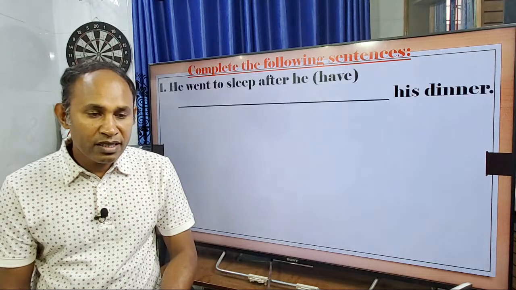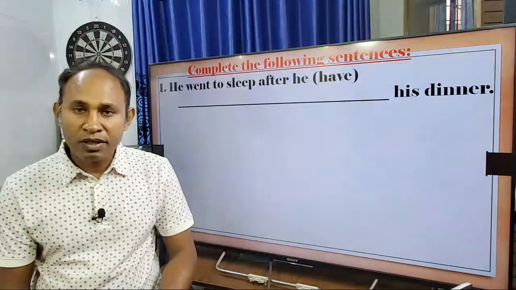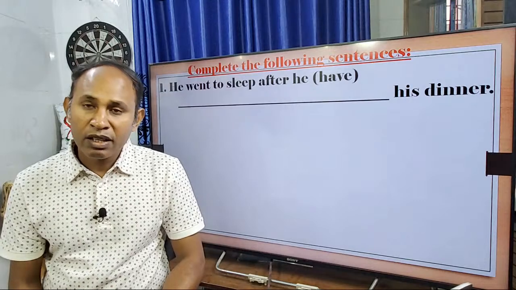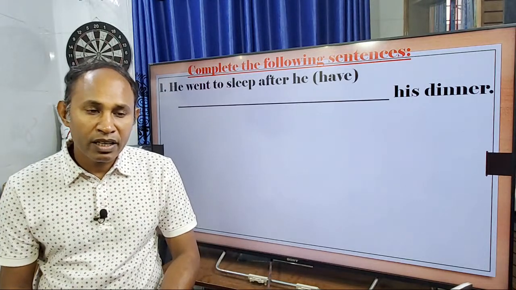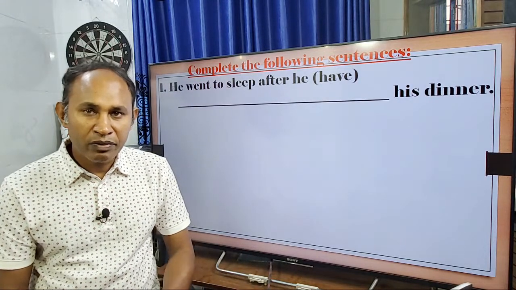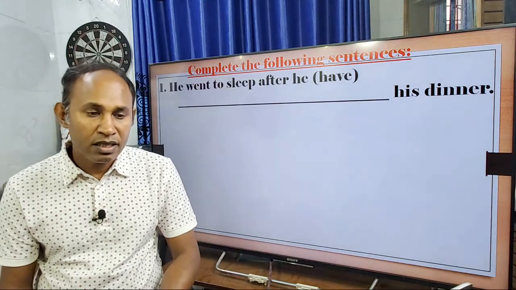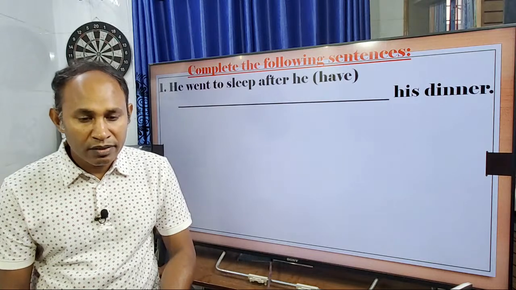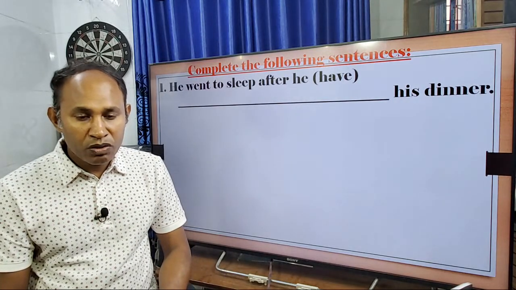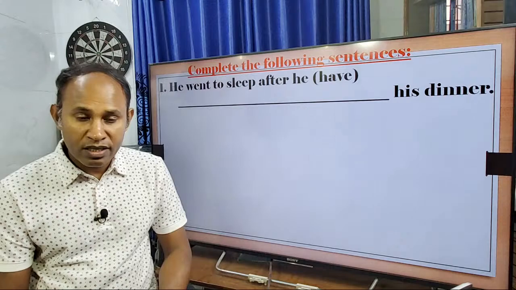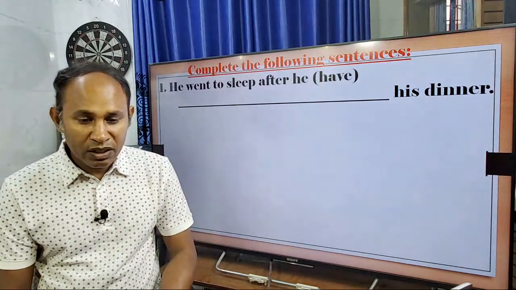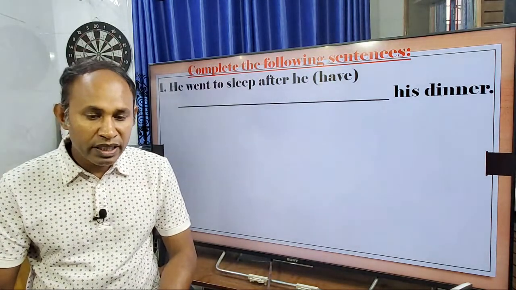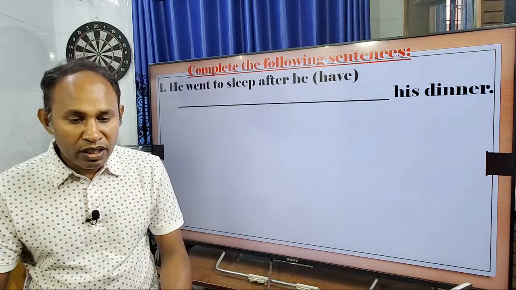Okay, so next, here you see some fill in the blanks, especially you will have to write the verb correctly. And I think if you can write the verb correctly, you can complete the sentence. Okay, he went to sleep after he dashed his dinner. Please write down the answer. This is so easy for you, and I think you all will be able to write down the correct answer. Everyone write down, hurry up.